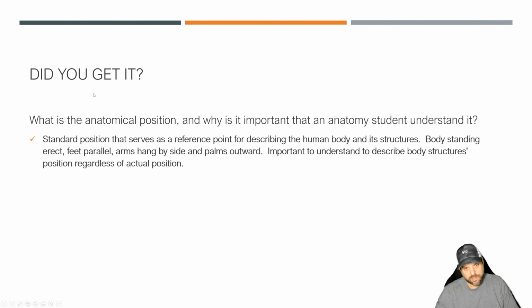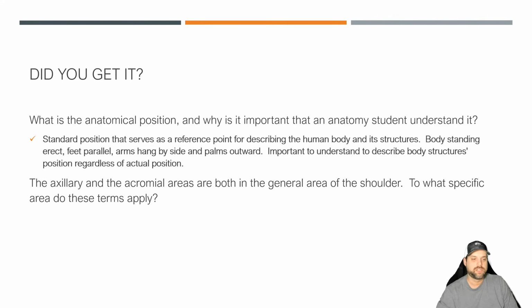All right, so as a review from before, why would we need to know the anatomical position? Why is that important? Well, the reason is because it's a reference point for people that you're discussing, basically describing them in their location and how they're standing, right? When you're describing a particular structure, regardless of what their actual position is.